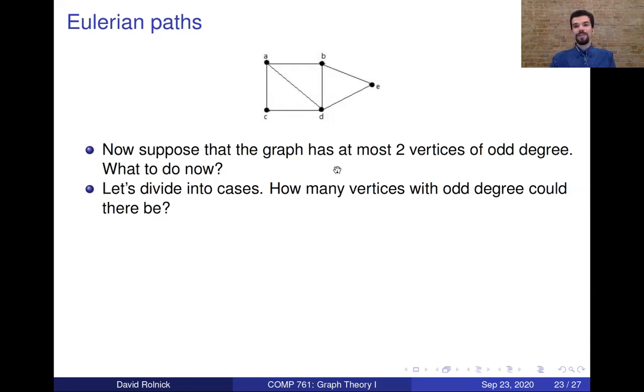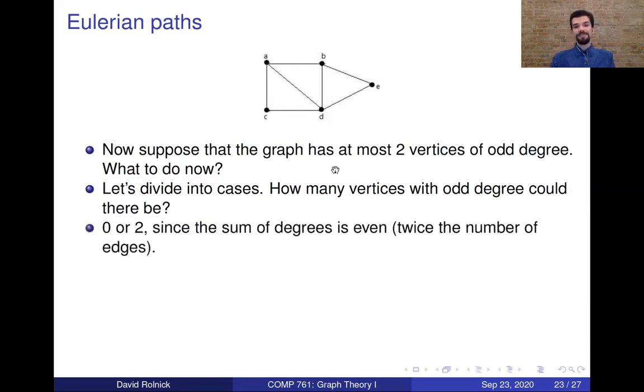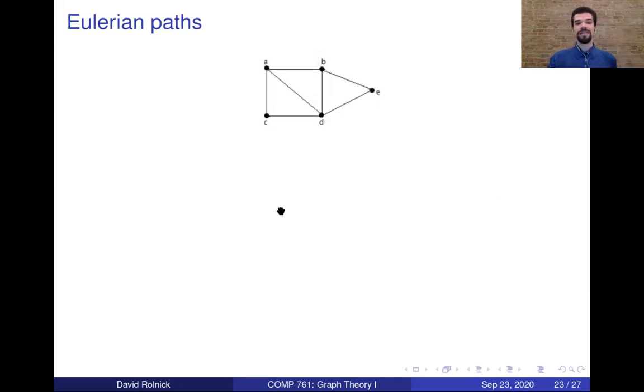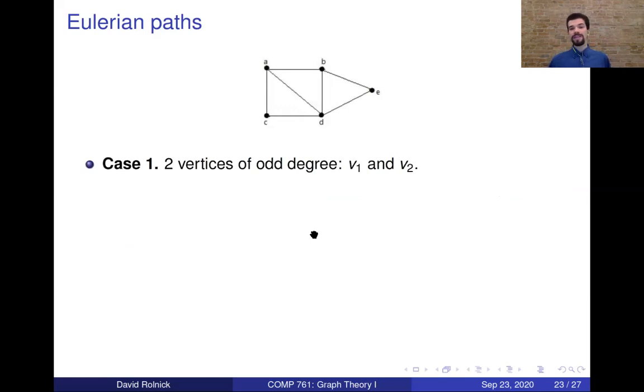Yes, so the sum of the degrees is even. Remember, it turns up in places where you wouldn't expect it. The sum of the degrees is even because it's twice the number of edges in the graph. So the number of odd degree vertices has to be even. So there has to be only 0 or 2. There couldn't be just one odd degree vertex. So there are two cases, 0 or 2 vertices of odd degree. Let's do 2 vertices of odd degree, v1 and v2.